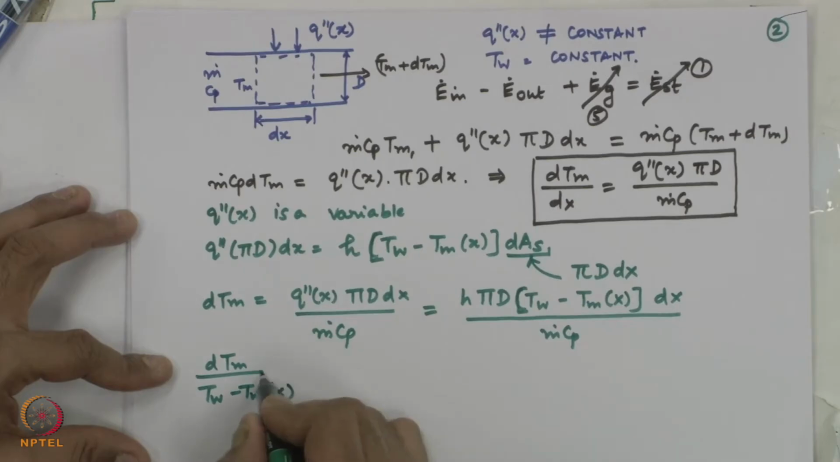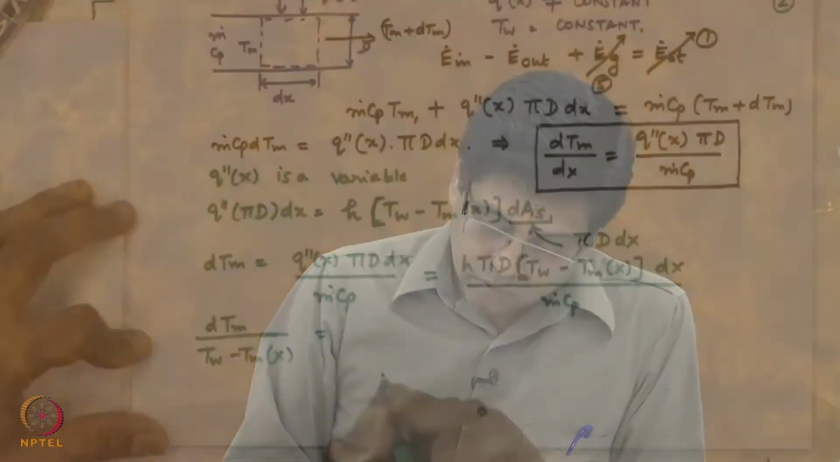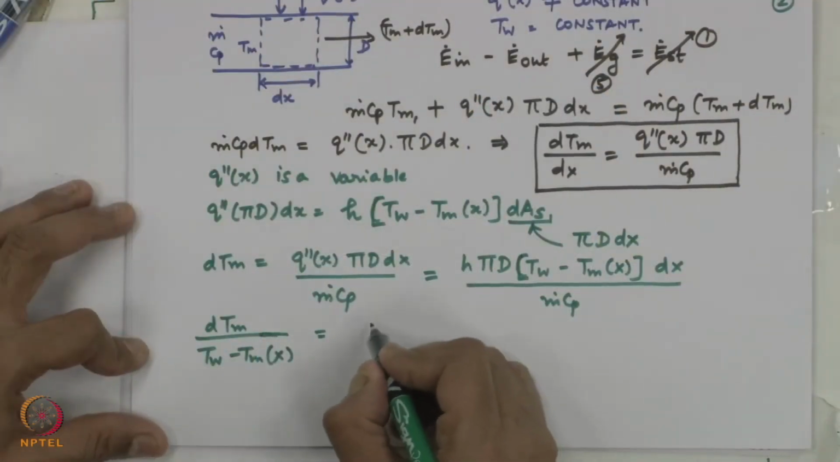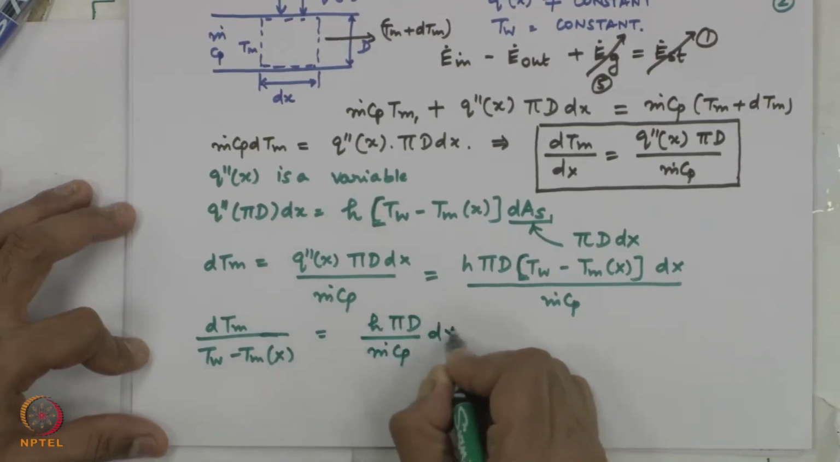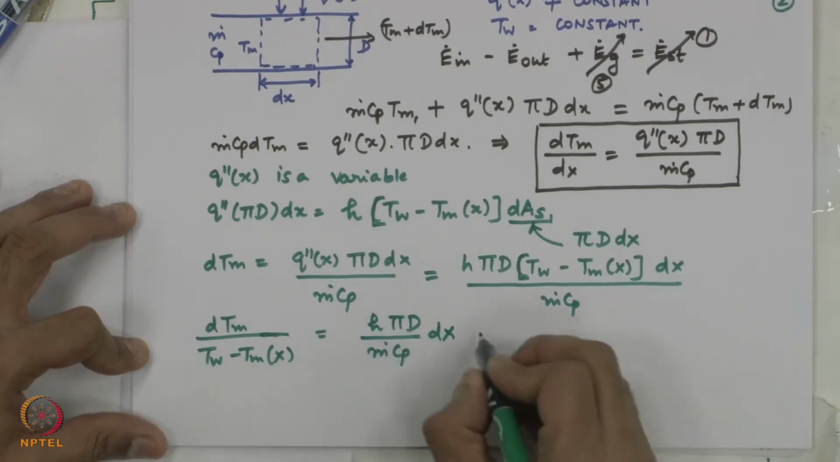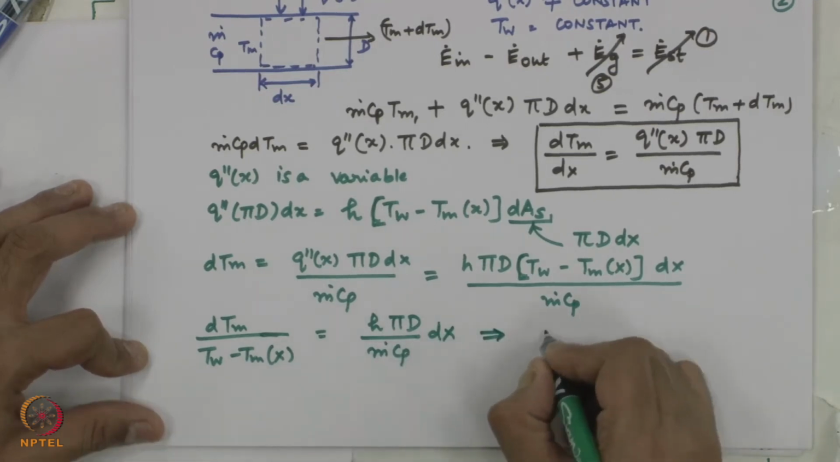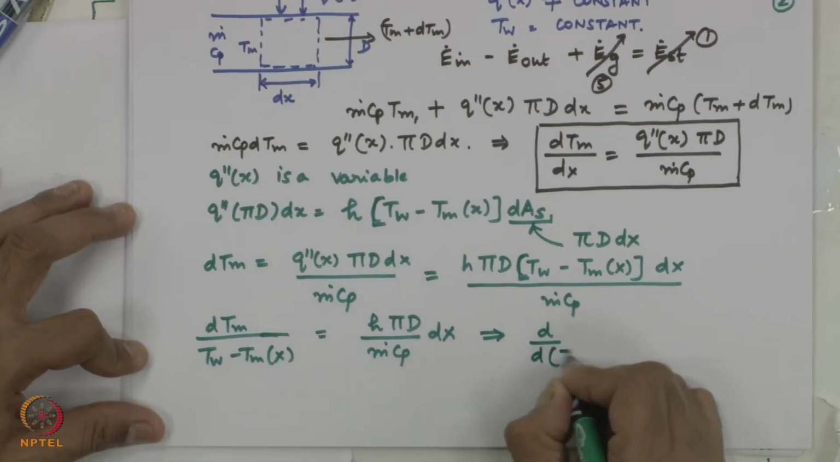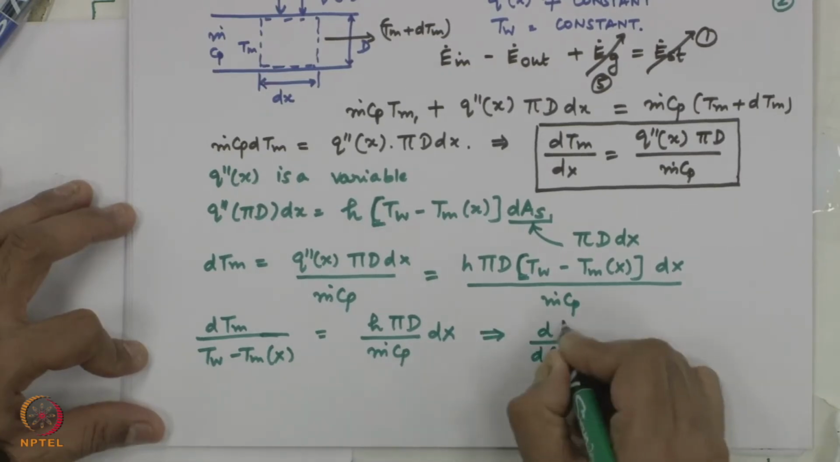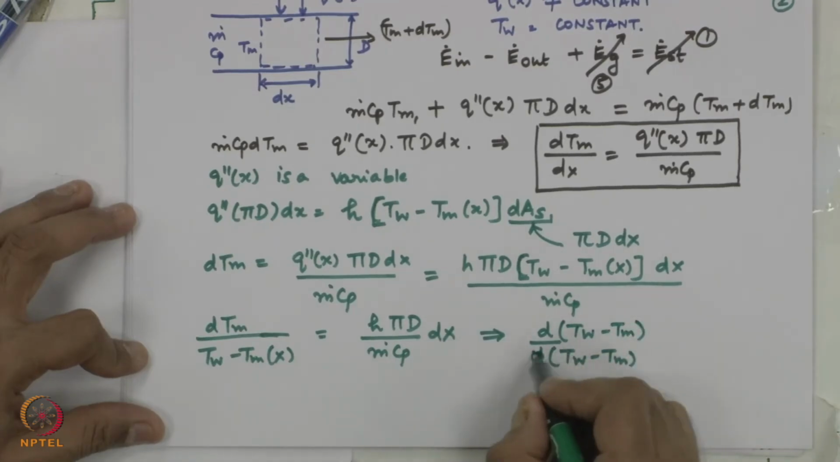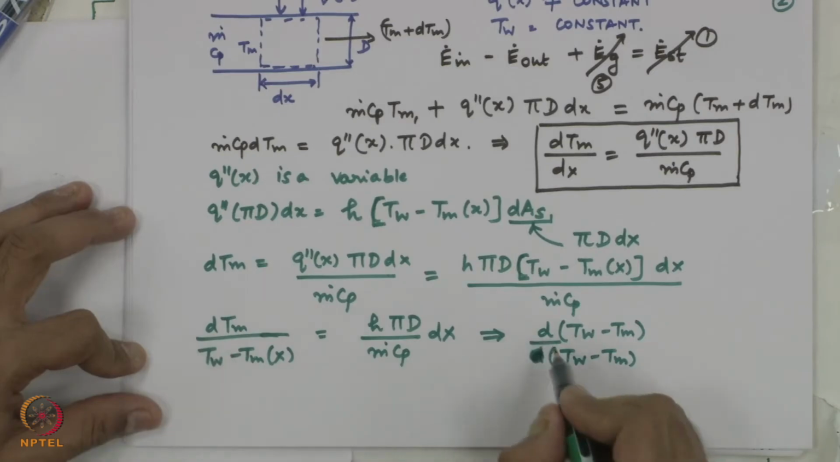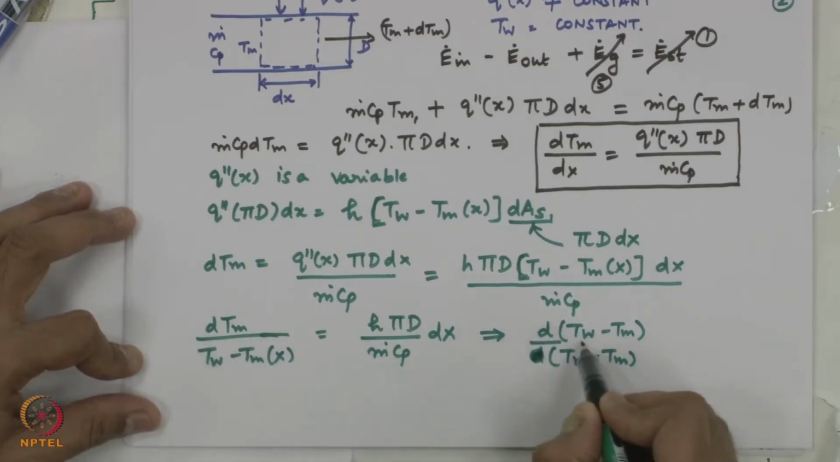Now, I need to segregate the variables: dTm by (T wall minus Tm local). Please remember, this is the local temperature difference. I will drop the bracket x just to maintain simplicity in writing. This is going to be equal to h into pi d divided by m dot Cp into dx. You can also transform this as d of (Tw minus Tm). dTm is nothing but the derivative of T wall minus Tm.